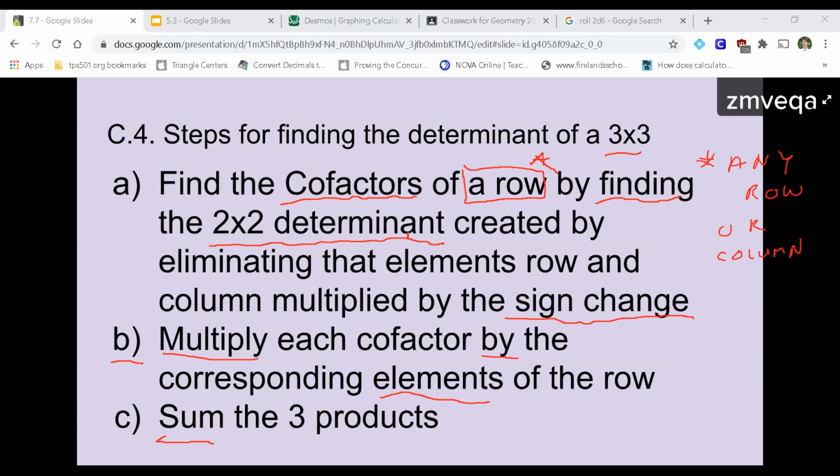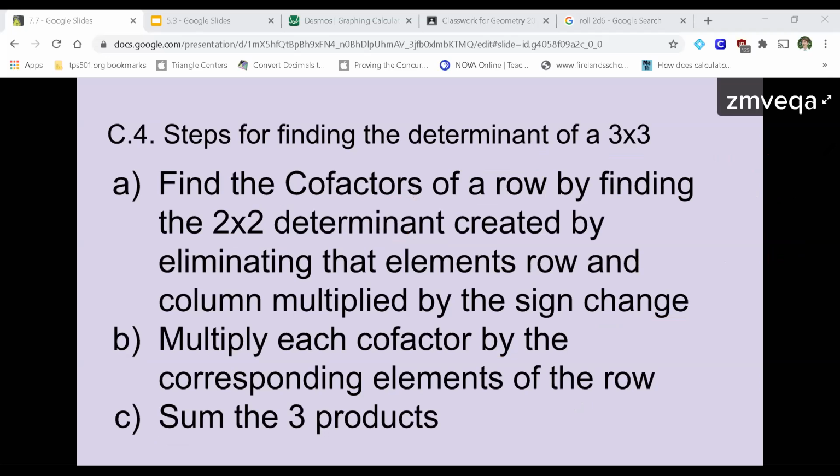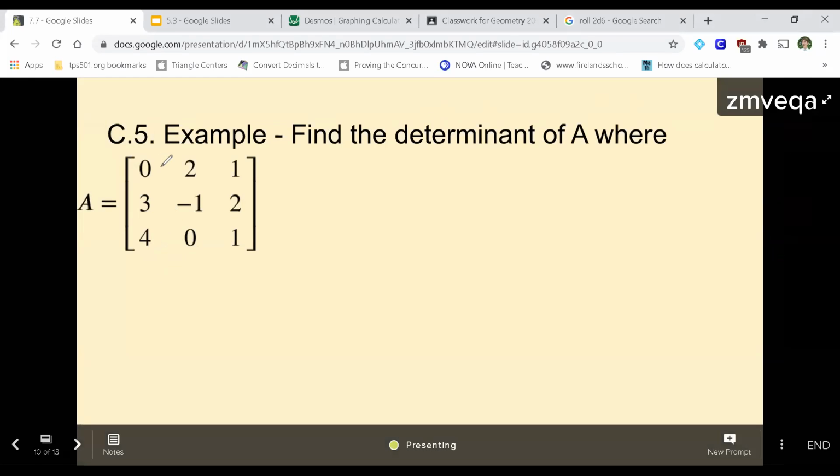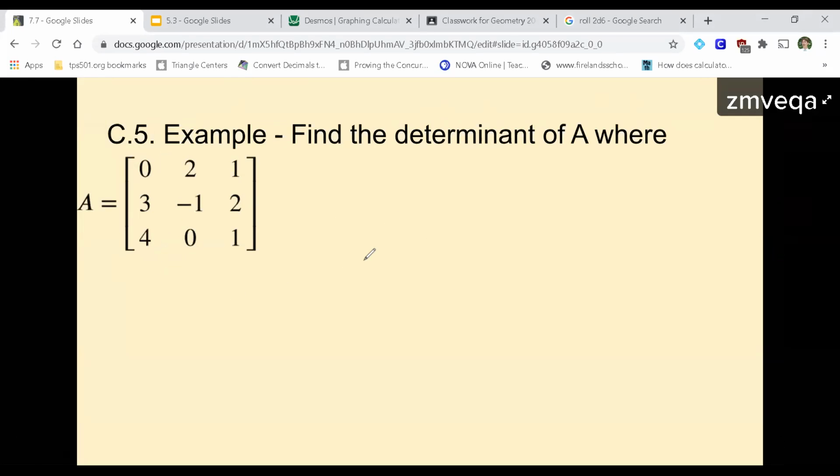All right, we ready to see it in action? All right, let's see it in action. So find the determinant of A. First thing we're going to do is pick the row or column that looks like it has the easiest numbers. For us, I think that's just the first row. This last row looks pretty good, but I think the first row is the easiest.